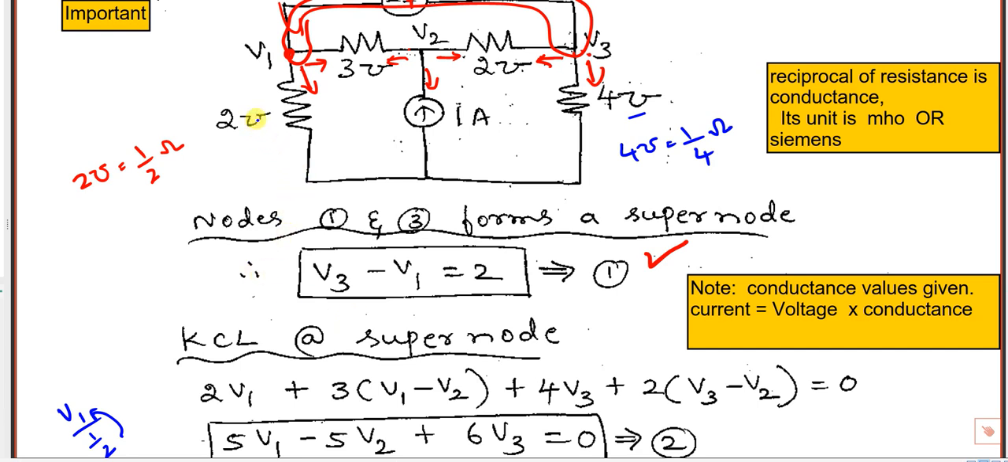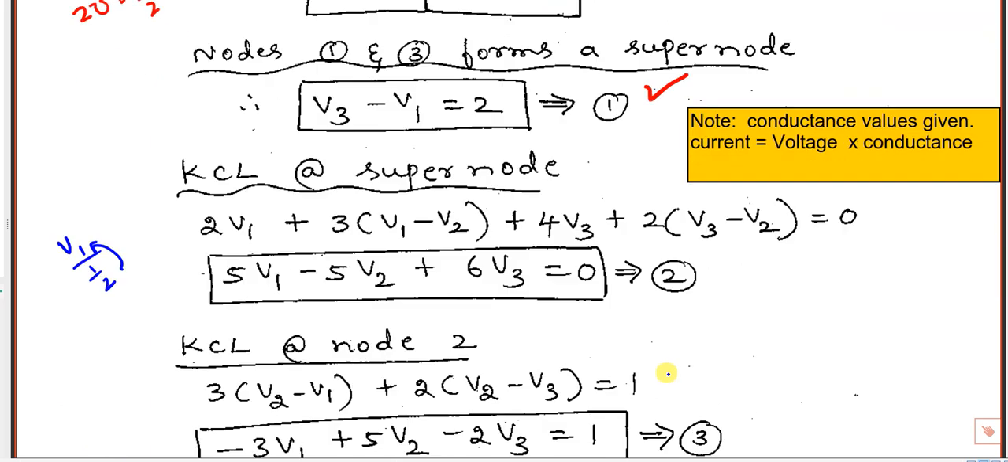That is the difference with mho. You have to observe properly how they are given. This is the mho symbol, a conductance value. If they give 2 ohm, then you have to write it in the denominator. If they give conductance, it will come to the numerator. So simplifying this, you will get this equation. Similarly, apply KCL at node 2.